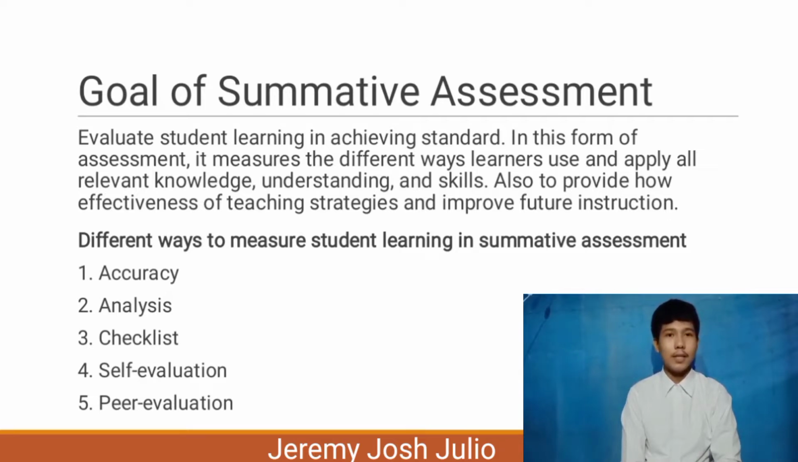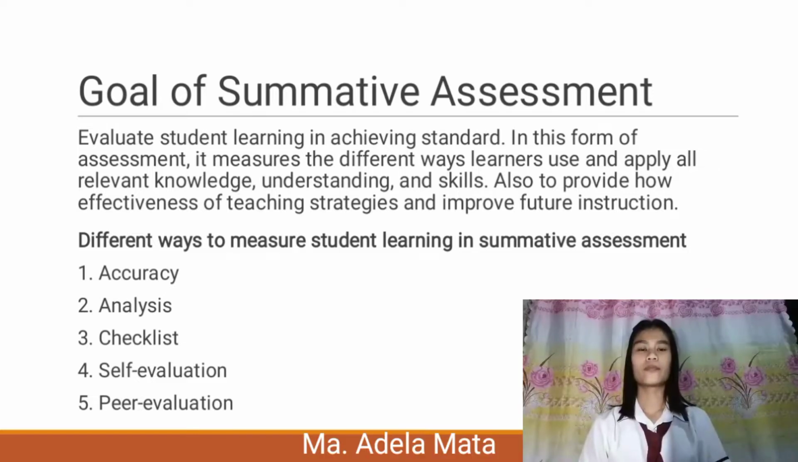In order to pass examination, you need some guts to be qualified, and these are accuracy, analysis, checklist, self-evaluation, and peer evaluation. There are five different ways to measure student learning in summative assessment. First is accuracy, second is analysis, third is checklist, fourth is self-evaluation, and last is peer evaluation.